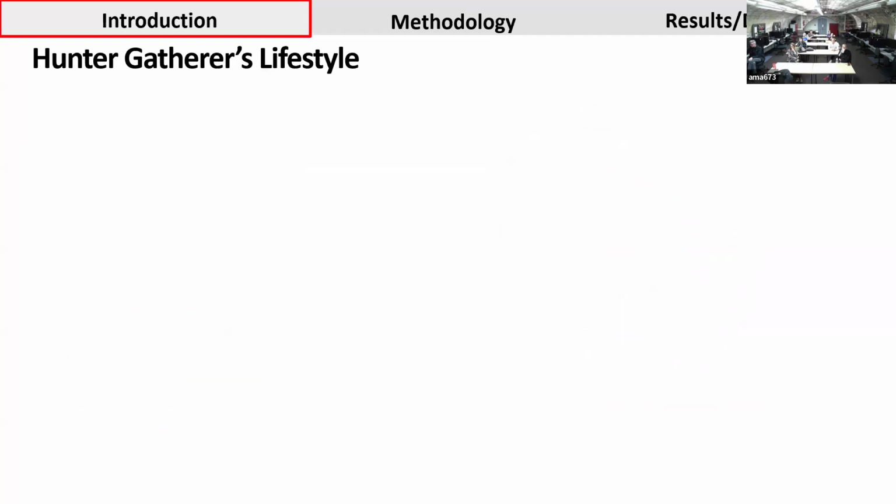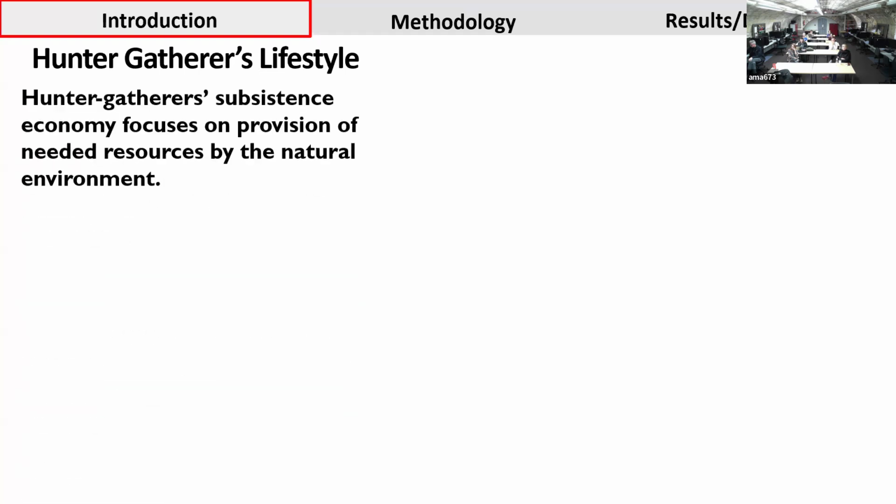The site that I'll be talking about today has been dated to the Middle Pleistocene. So we can all agree that this site was occupied by hunter-gatherers, and I'll dwell a bit on the lifestyle of hunter-gatherers. I'm sure most of us are familiar with this, but I'm not sure if there are some people on the call who are not archaeologists. We all know hunter-gatherers' subsistence economy revolves around where they have resources available in terms of water, flora, and fauna. So there is a close relationship between them and the natural environment.